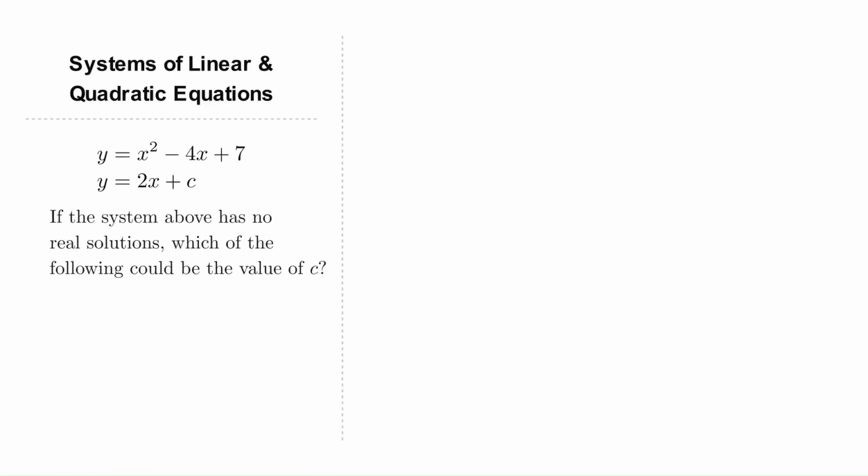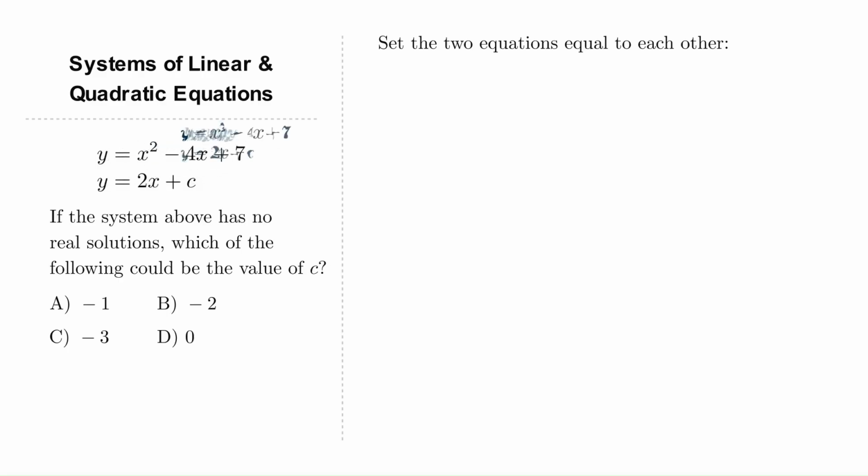In this example, let's explore how the discriminant applies to a system containing both a quadratic and a linear equation. We are given a system of equations that has no real solutions, and we need to determine which of the given options could be the value of the missing coefficient c. To find where these two equations intersect, we first set them equal to each other, yielding x squared minus 4x plus 7 is equal to 2x plus c.